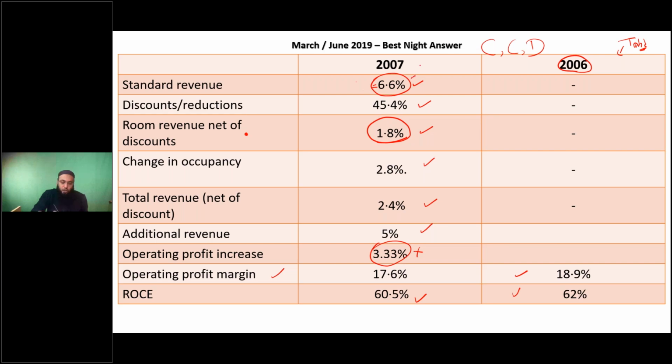The gross revenue increased by 6.6%, and the net revenue after the discount, that doesn't include food and drink, increased by just 1.8%. Can you see the difference? It's a huge difference. Your gross revenue increased by 6.6%, and your revenue net of discount increased by 1.8%.